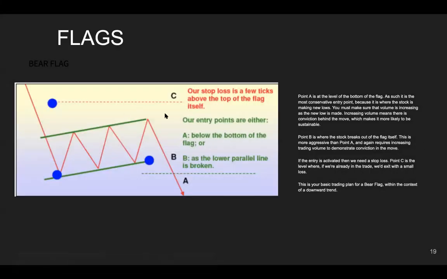Same thing to the downside, right? I don't need to read this to you guys. I don't want to waste time reading this. It's the same thing for the downside, literally, right? Enter at B, your stop loss should be in the middle, or you can make your stop loss here if you want to. It's up to you. Whatever works for you, right?